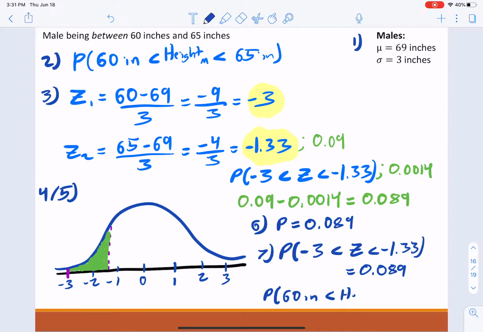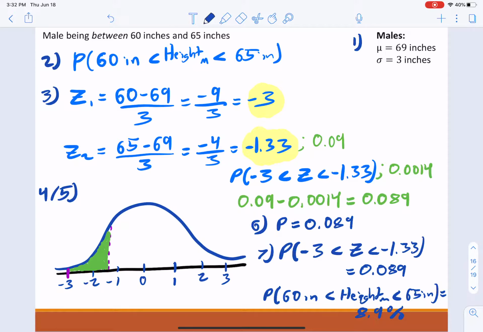Let's see, I'll write it like this. I'm going to run out of room. Sorry, male. 60 and 65 inches equals, okay, all we need to do is just take this value, what I've been doing, take that value and multiply it by 100. So that would be 8.9%. Okay, so there is an 8.9%. We'll round that up and we'll just say there's a 9% chance that if you were to randomly select somebody from the U.S., a random male, there's a 9% chance that they'll be in between 60 and 65 inches.